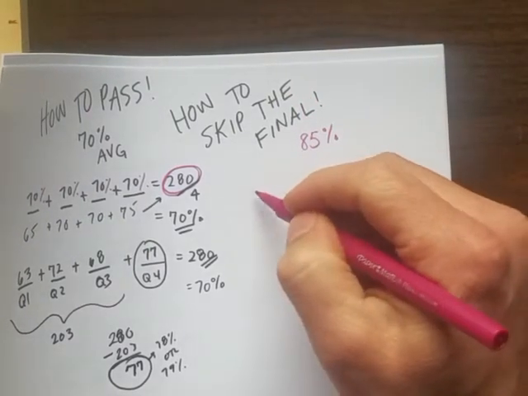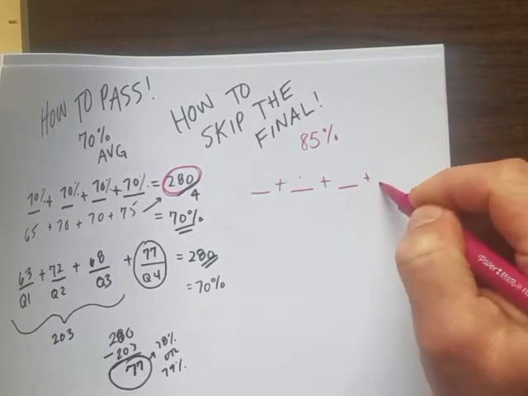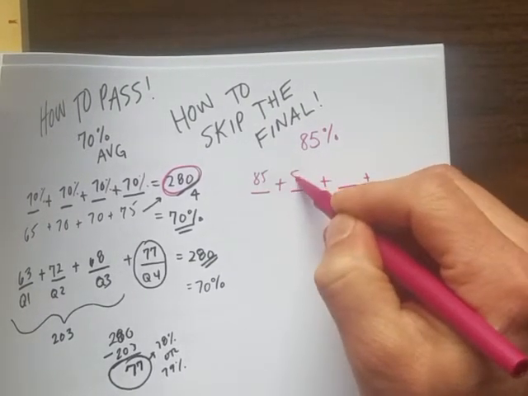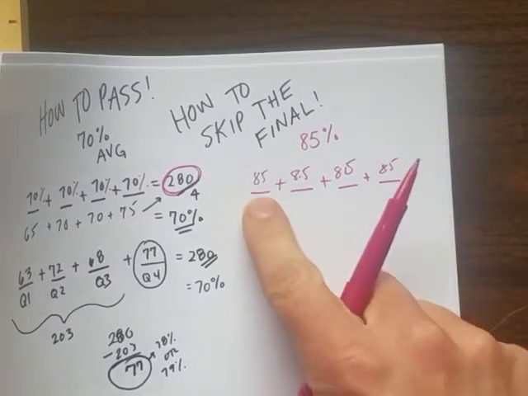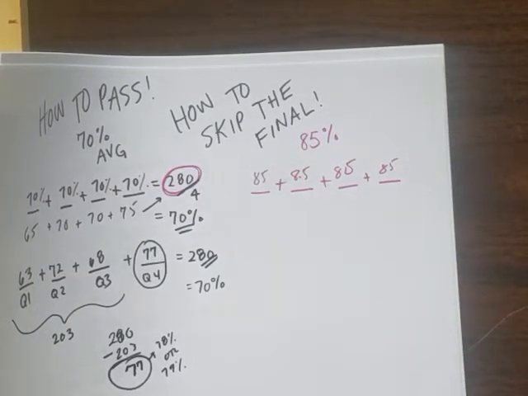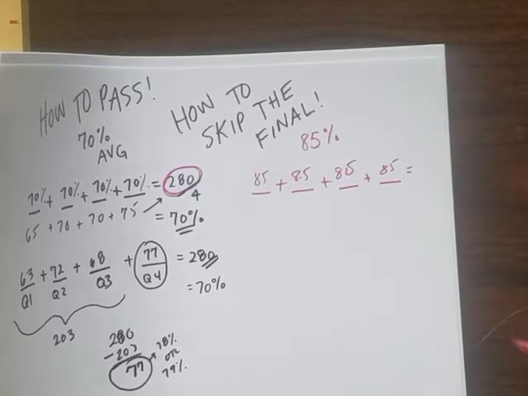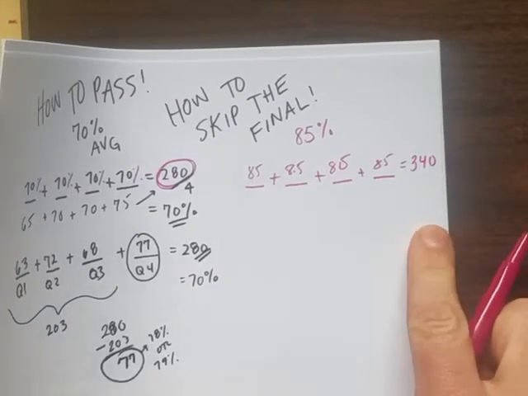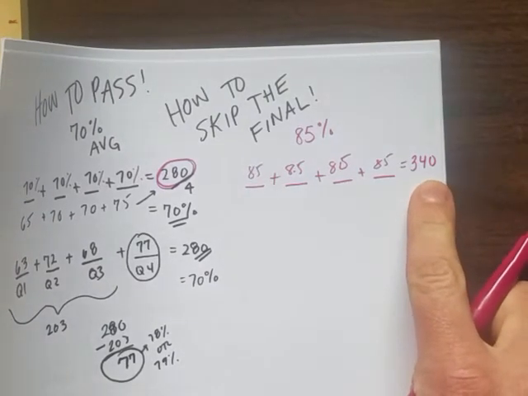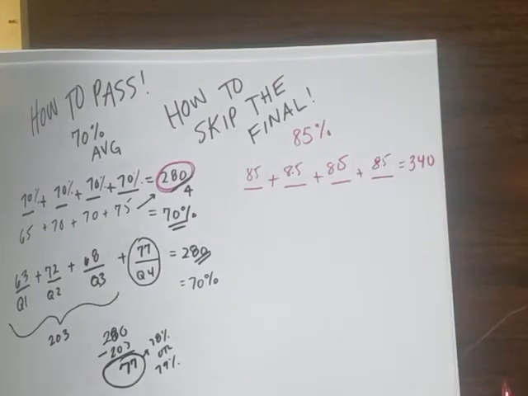So let's just see what that total would have to be. So let's say we had 4 85s across the board. That's going to tell us our magic number total. So let's see, 85 and 85 is 170, and 170 and 170 is going to give us 340. So our magic number here is going to be 340. That's what we need our total percents to add up to for the year.